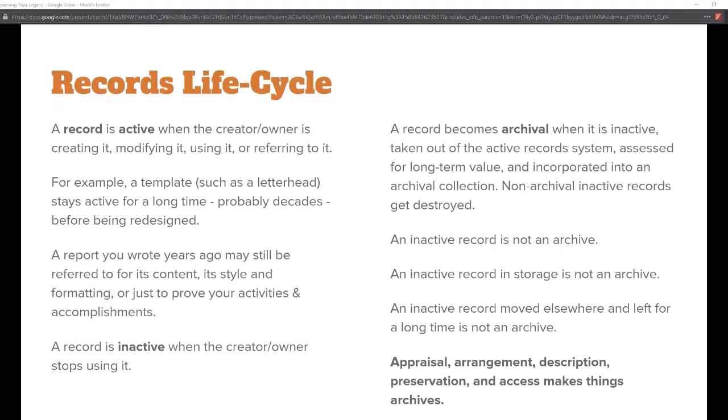And then a record, once it's become inactive, becomes archival again when it becomes assessed and incorporated into an archival collection. Once a record becomes inactive and you appraise it, there's a good chance that it will be considered not very valuable in the long term, and then you would probably destroy it. It's very important to specify an inactive record is not an archive. An inactive record, even in offsite storage, is not an archive. The things that make things archives are appraisal, arrangement, description, preservation, and access.